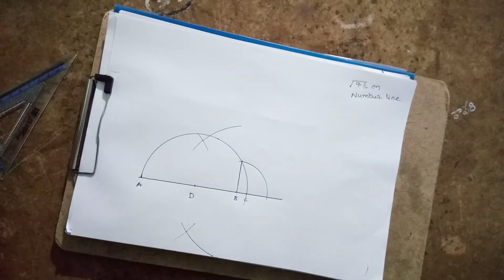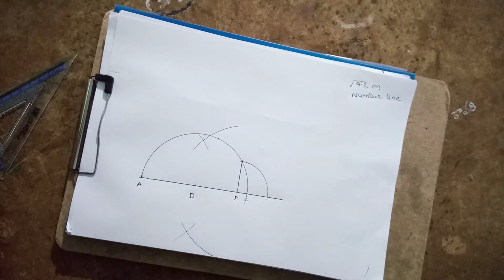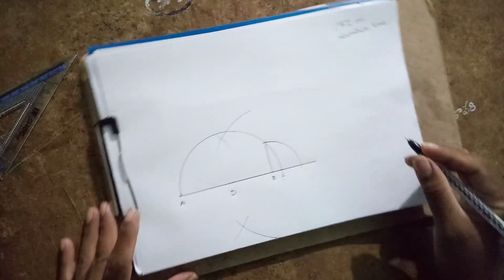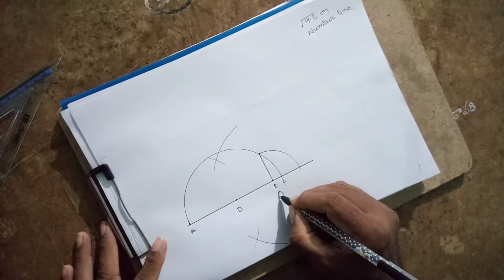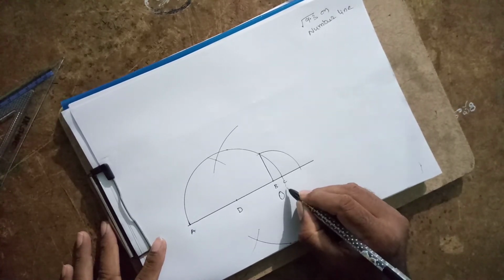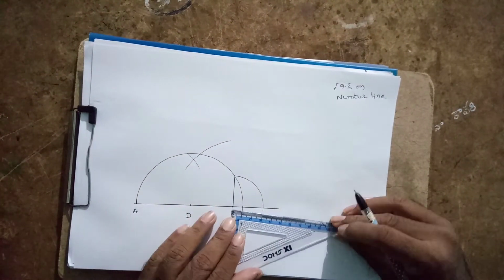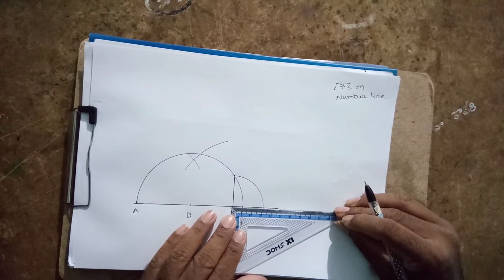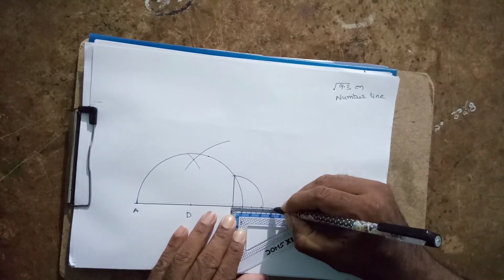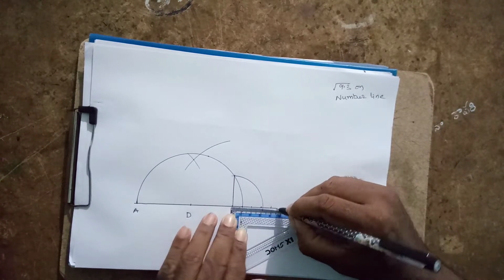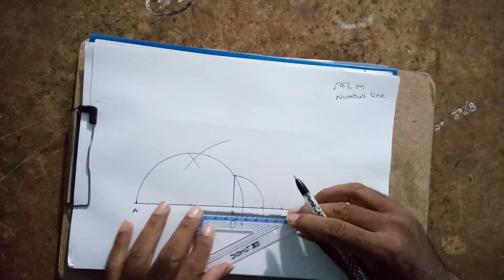Therefore, now the actual origin of the number line is B. This is 0, and C is 1 centimeter. Now you can mark 2 centimeters, 3 centimeters, 4, and so on, as it is a number line.